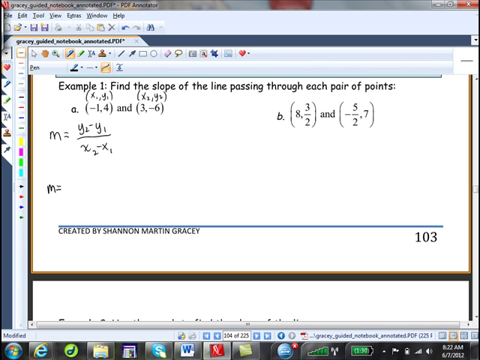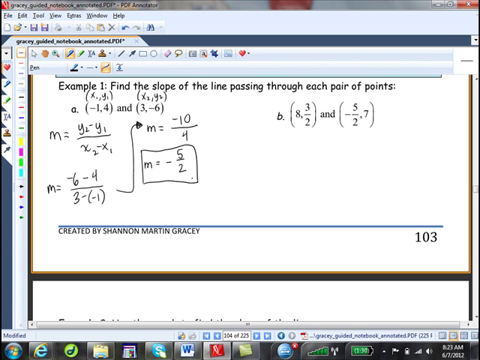So m is equal to negative 6 minus 4 over 3 minus negative 1. And I got those values from how we set it up above. And coming up here, m equals negative 10 over 4. And we can reduce that to be m equals negative 5 halves. And we're done. So go ahead and pause the movie and go do part B. On your mark, get set, go.